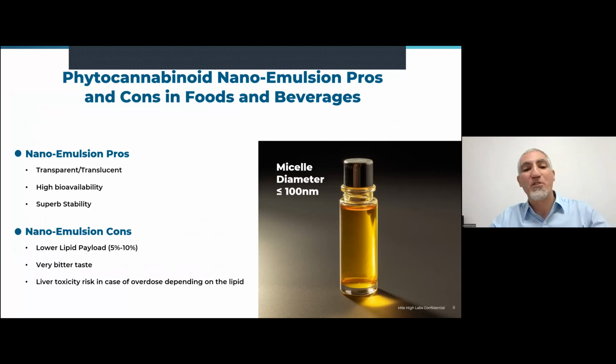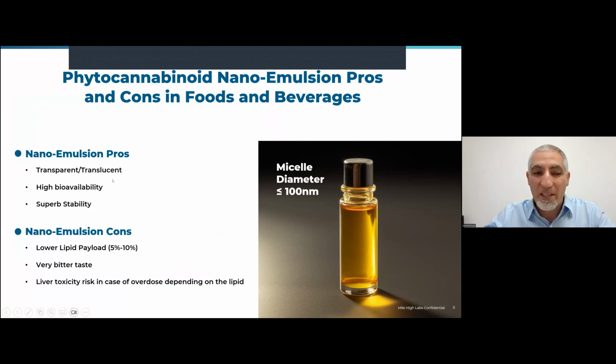So now let's talk about the phytocannabinoid nanoemulsion pros and cons in foods and beverages. Up on the right side, you see the nanoemulsion with the less than 100 nanometer micelle size. It's transparent because light just goes through it. It does not get absorbed. Microemulsions are usually milky because the micelle size is large and the light gets reflected, so it doesn't go through. So you can't really see through them.